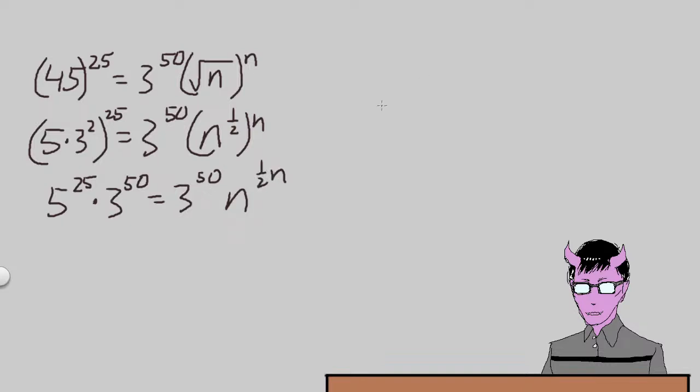Alright. So we can safely cancel the factor of 3 to the power of 50 from both sides since it's not 0. We get this thing is equal to this thing. Wow, that's weird. Did I? Something doesn't quite seem right. Let me think. It is what it is.